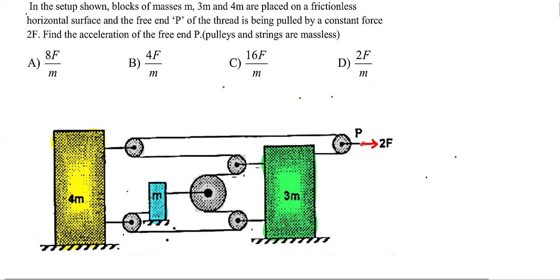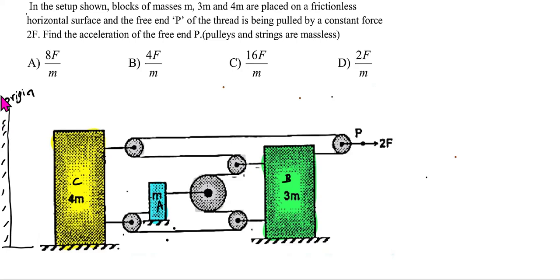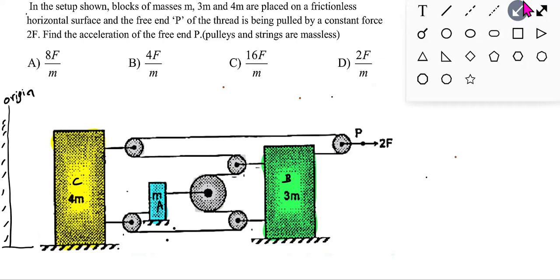Let me define them. Let me call this block A. Let this be block B. Let this be C. This is a pulley P as usual. We'll define all their positions from some reference point. We can choose anywhere, so let me choose here, which will be easy for us. Better call this the origin. Then we will define the position of all these.